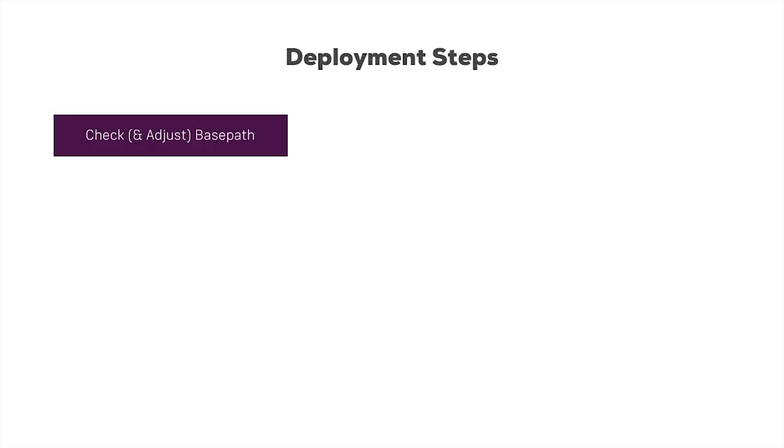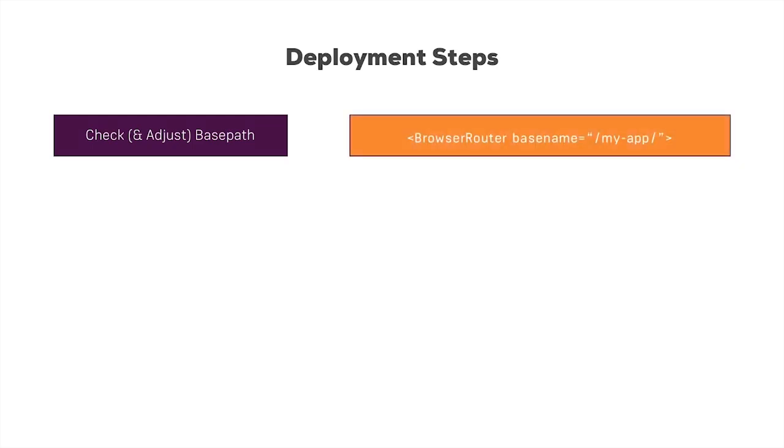So which steps do we need to follow when we deploy a React app? First of all, we need to check and possibly adjust the base path. This is only important when we use the React router. And there, when wrapping the app in the browser router, you can set your base name property.